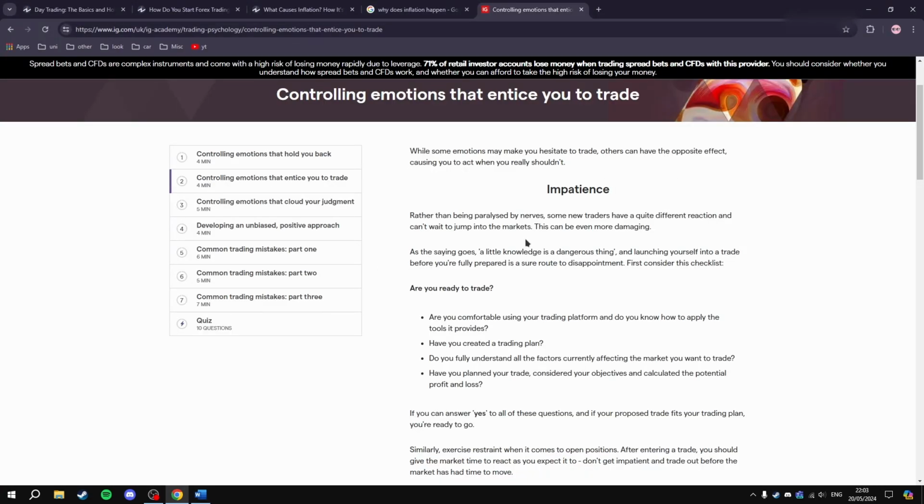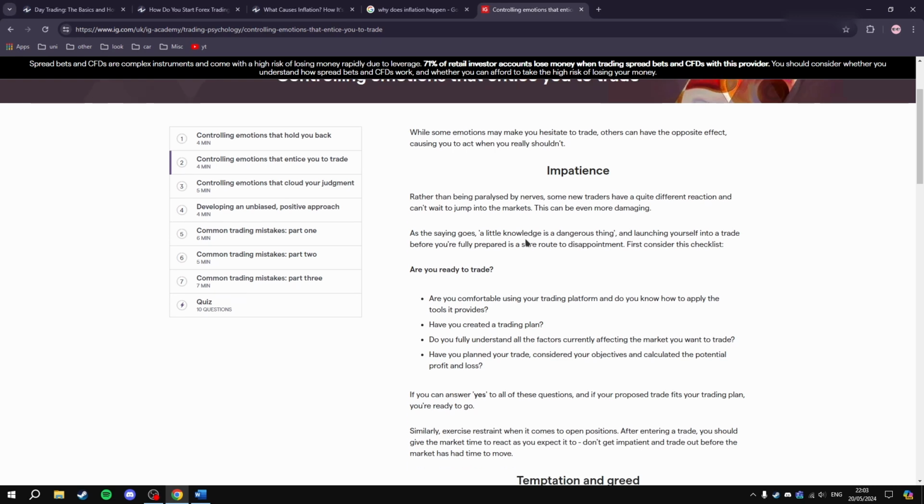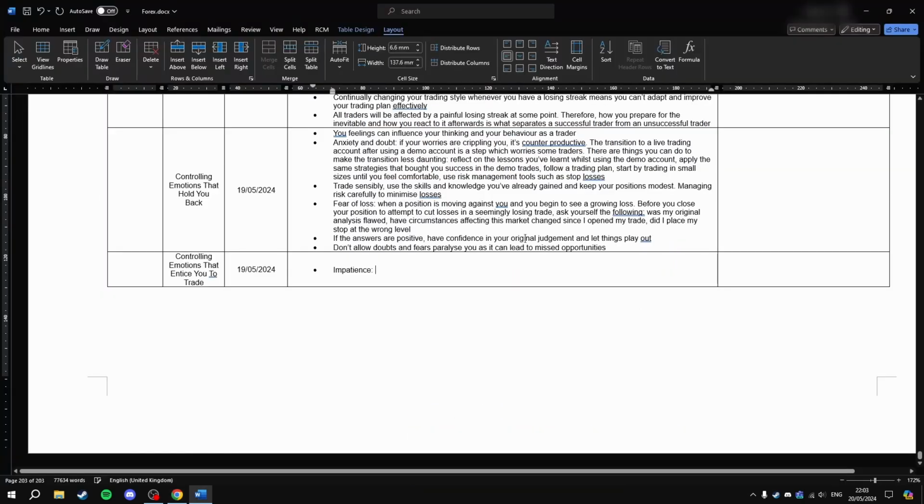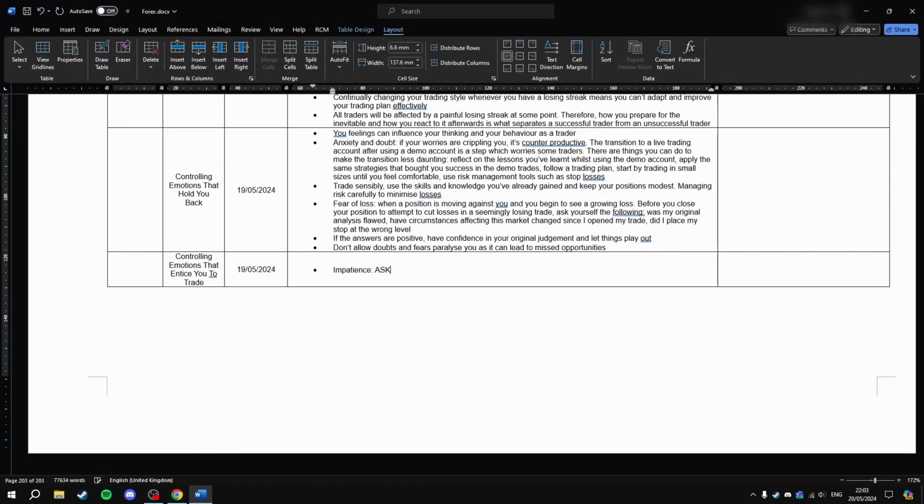As the saying goes, a little knowledge is a dangerous thing. And launching yourself into a trade before you're fully prepared is a sure route to disappointment. First, consider this checklist. Are you ready to trade? Ask yourself, are you ready to trade?